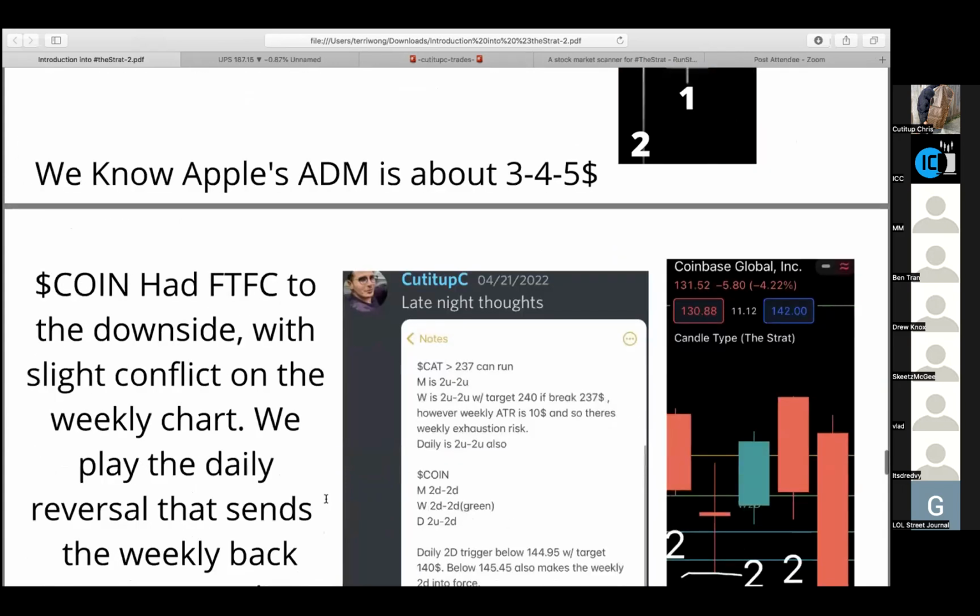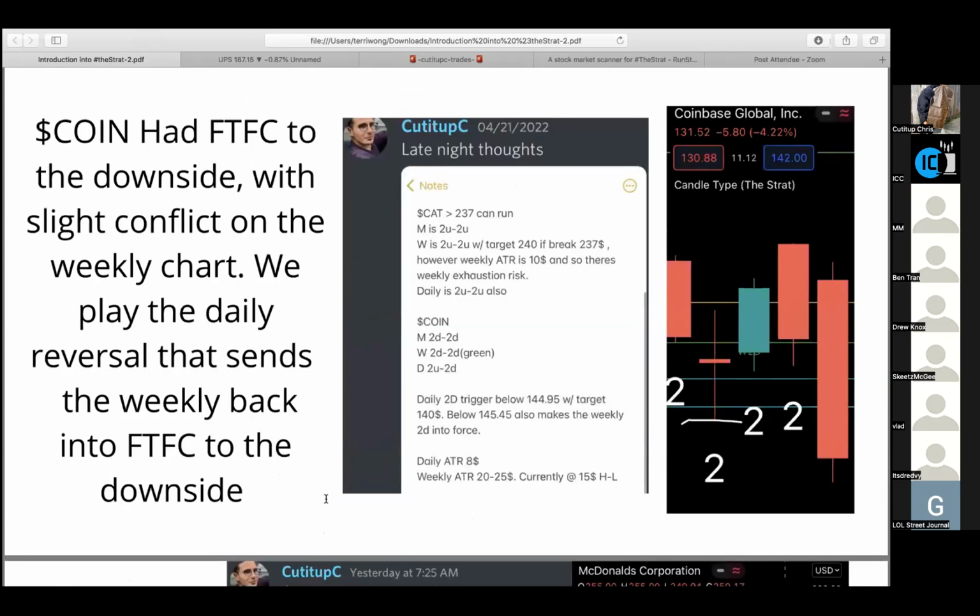So this is an example of something from last week. It was Coin. You can ignore this cat. That was looking good, but the market just tanked. But Coin had full time frame continuity to the downside with slight conflict on the weekly chart. We play the daily reversals that send the weekly back into full time frame continuity to the downside.